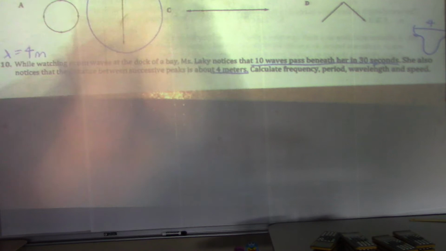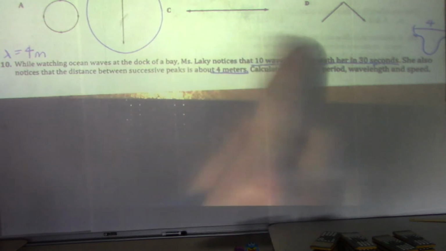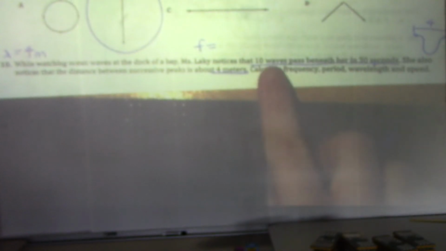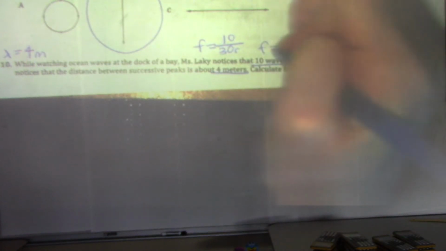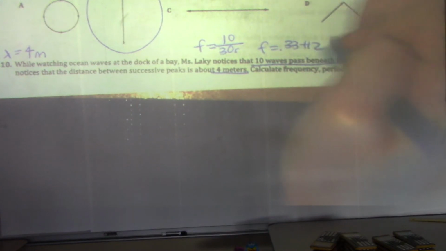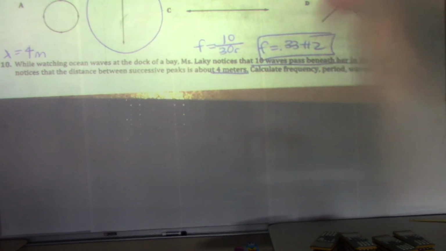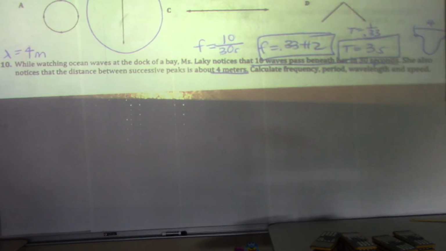That actually gave me the wavelength. I want to calculate frequency and period. Well, frequency is the number of waves per second. So 10 waves in 30 seconds is going to give me a frequency of 0.33 hertz. Once I have frequency, period is just 1 over the frequency, so that would give me a period of 3 seconds. And those are reasonable, right? 10 waves in 30 seconds, that's 3 seconds for each wave.